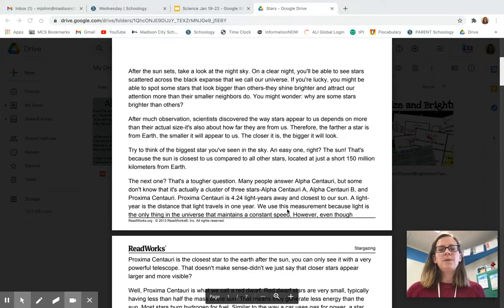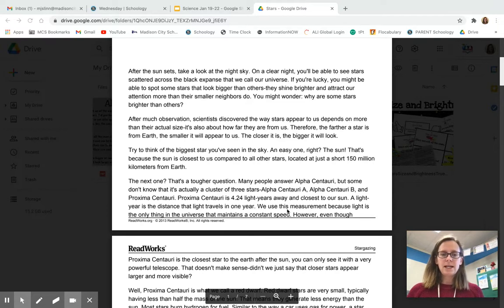Try to think of the biggest star you've seen in the sky. An easy one, right? The sun. That's because the sun is closest to us compared to all other stars, located at just a short 150 million kilometers from Earth. The next one, that's a tougher question. Many people answer Alpha Centauri, but some don't know that it's actually a cluster of 3 stars: Alpha Centauri A, Alpha Centauri B, and Proxima Centauri.